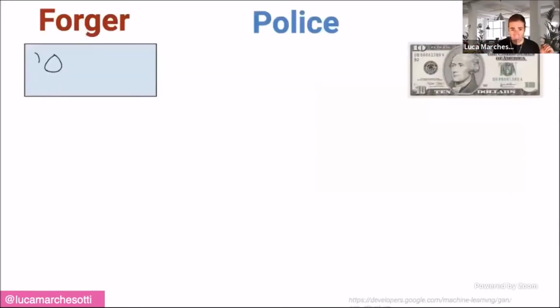How does it work? Well, we said that we have real money, the police has access to real money, and the forger has also access to real money. So what happens here? Well, the forger tries to imitate badly, in this case, the $10 note, because it has just started, and the police has no problem. It is able to understand, as you can see here, that this note is fake.